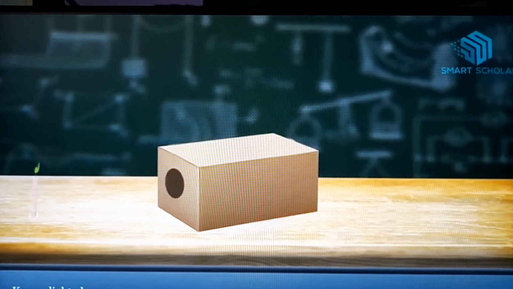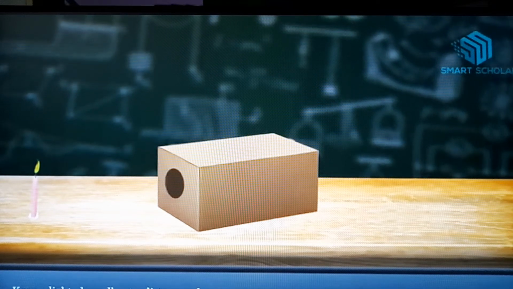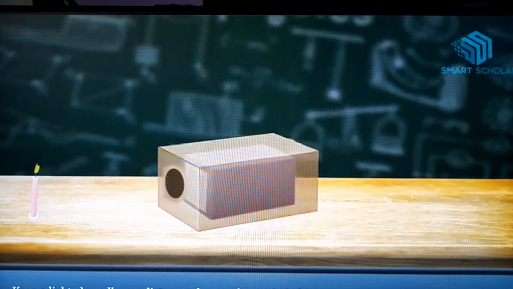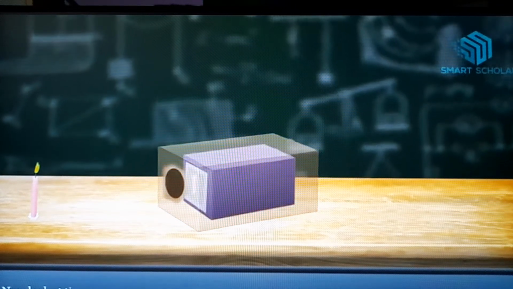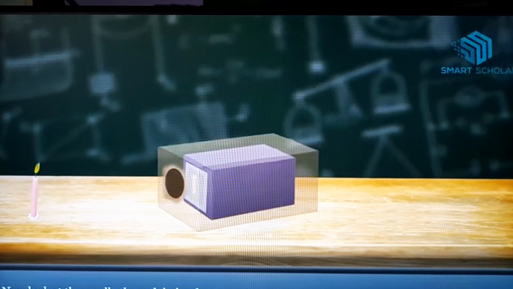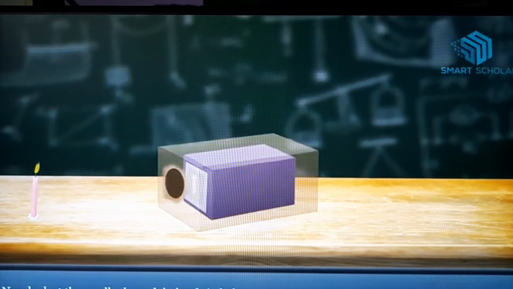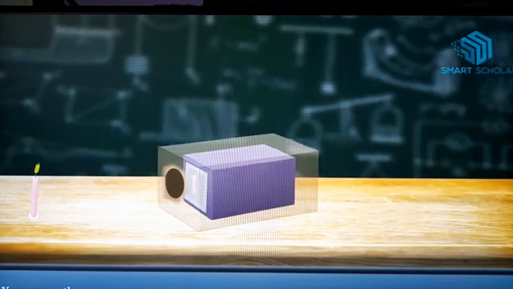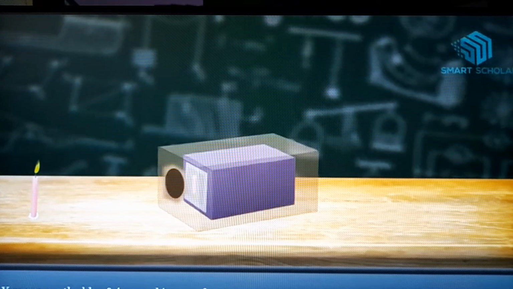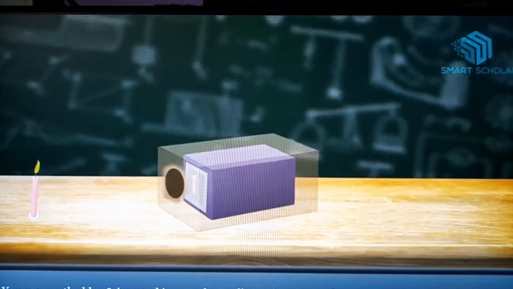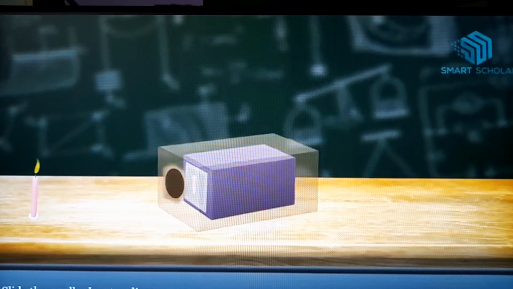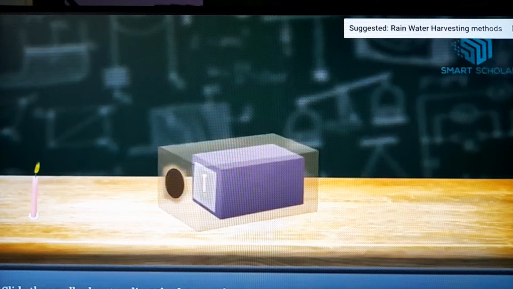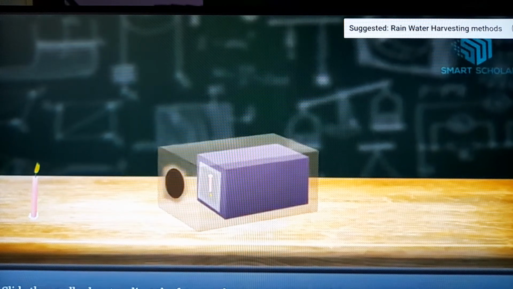Keep a lighted candle at a distance of 50 centimeters from pinhole camera. Now, look at the candle through the hole of pinhole camera. You can see the inverted image of a candle on the screen of the camera. Slide the smaller box to adjust the focus so that you can capture the clear image of a candle.